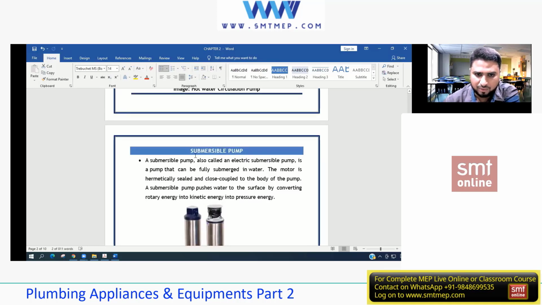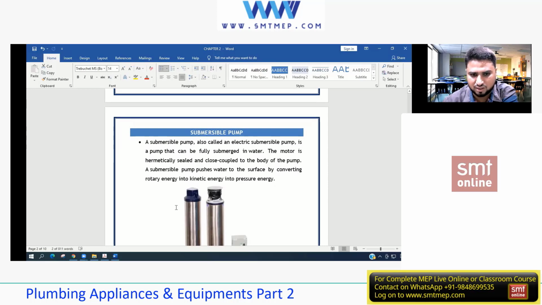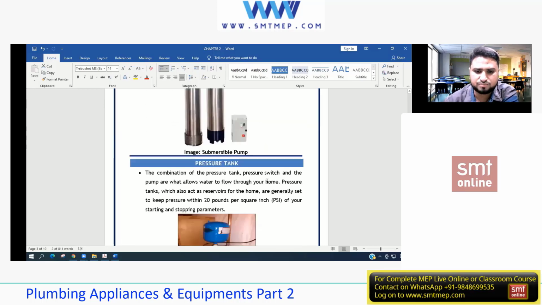So a submersible pump is also called an electrical submersible pump. That means it works on electricity. It is a pump that can be fully submerged into the water. The motor is hermetically sealed and close coupled to the body of the pump. A submersible pump pushes water to the surface by converting rotary into kinetic and again into pressure energy. That's what it does. Yes or no? This is one more kind of pump that we use.